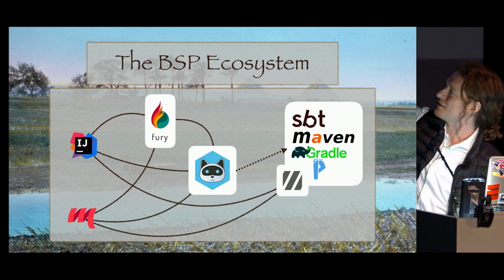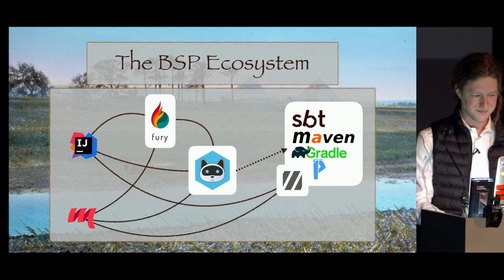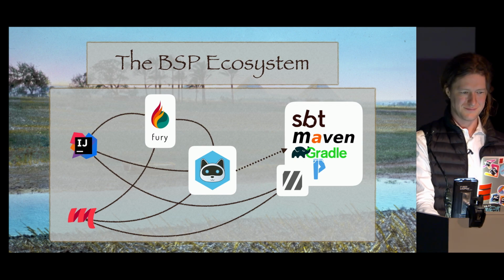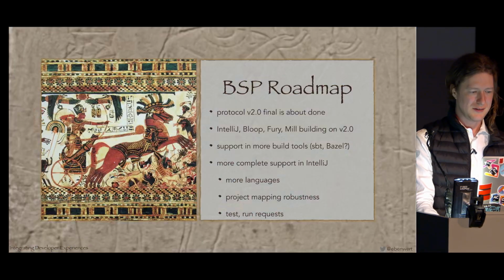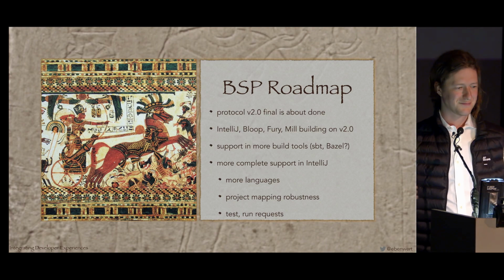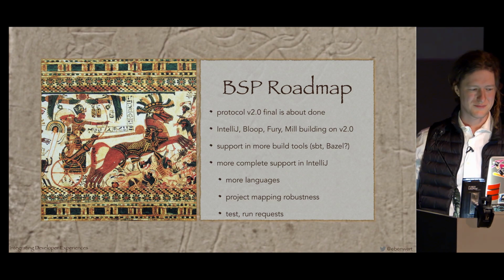Yeah, I put Mill here a little outside because there's the open pull request. And you can, in principle, already use it. Now that's the state of the BSP. I want to give a short roadmap.